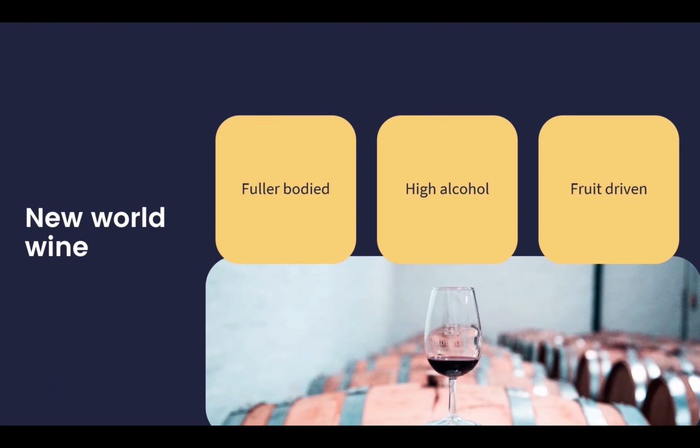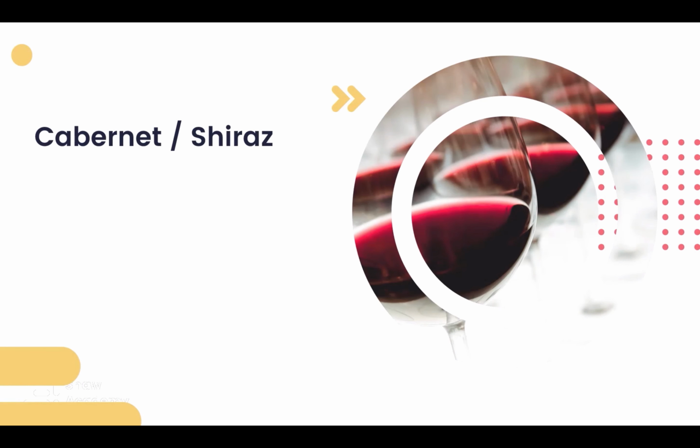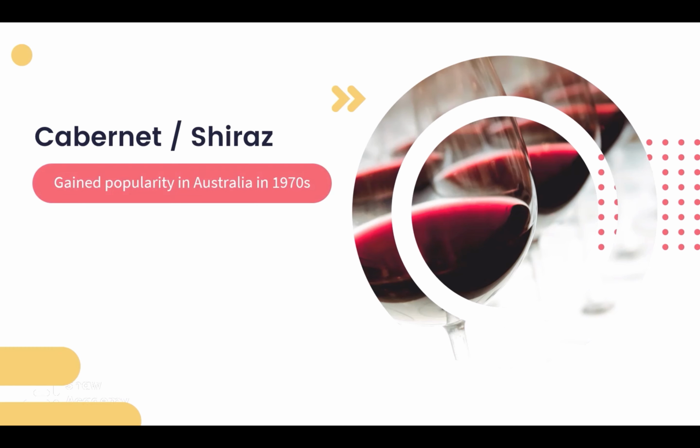This is most likely attributed to the fact that the majority of climates of New World wine countries are a lot warmer than the Old World countries, which means the grapes are picked riper and at a higher sugar content. One type of blend that is quite popular in the New World is blending Syrah with Cabernet Sauvignon. This blend gained popularity in the 1970s in Australia, where Syrah is known as Shiraz.